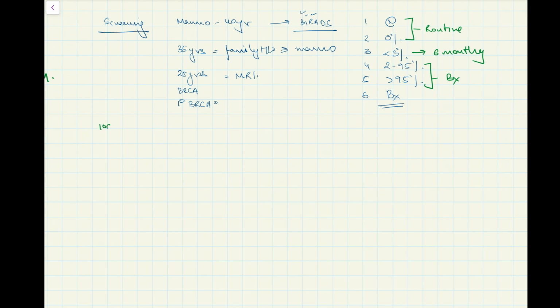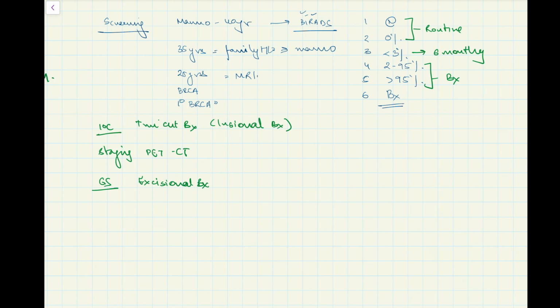Investigation of choice for breast cancer is a true cut biopsy. This is an example of an incisional biopsy, right? But for staging, the investigation of choice changes to PET-CT, while the gold standard for breast cancer is an excisional biopsy.